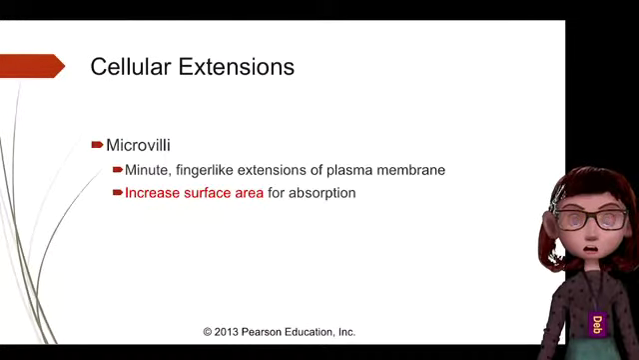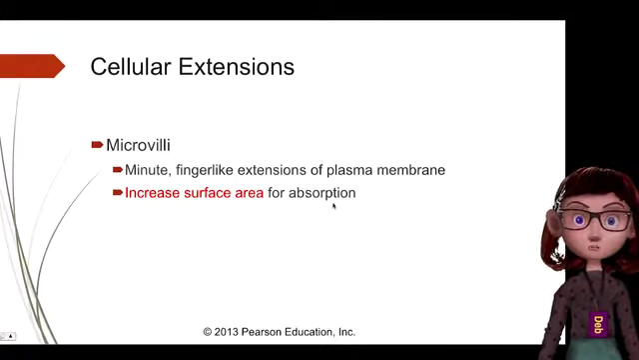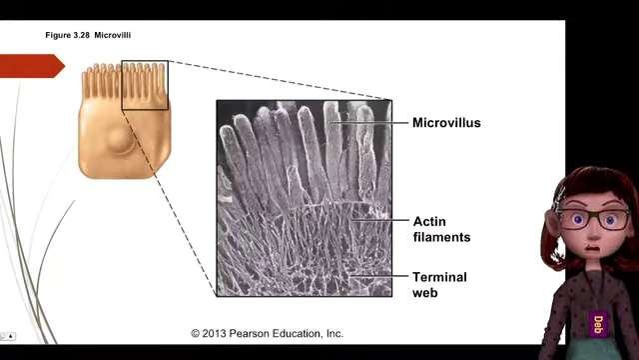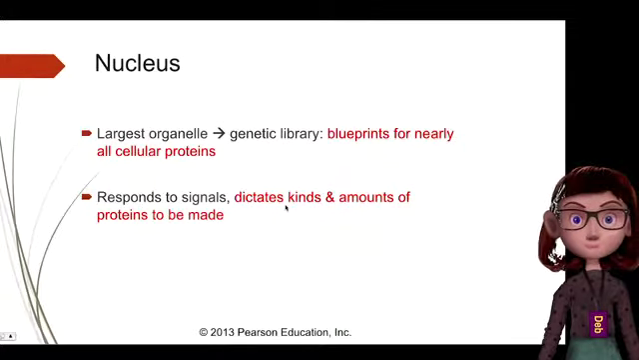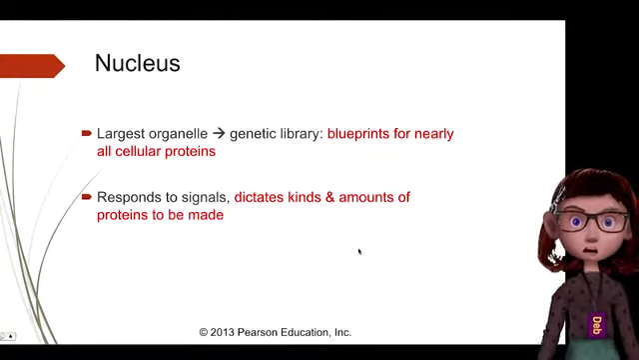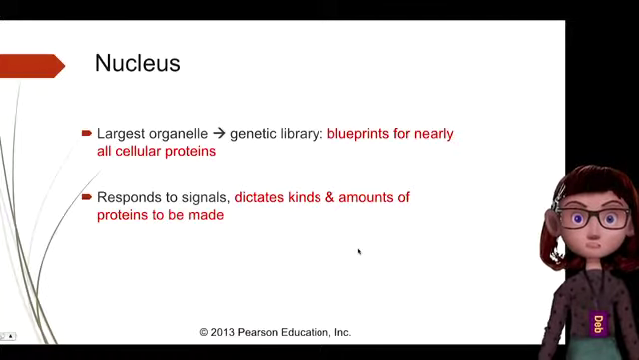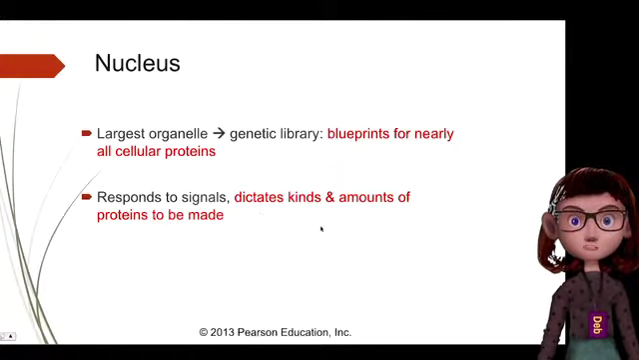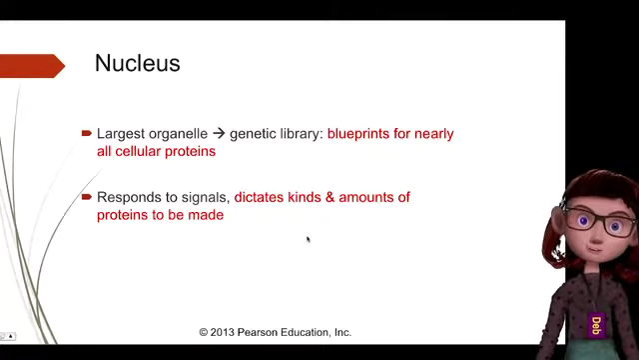Microvilli are a different type of cellular extension. These are tiny finger-like extensions of the plasma membrane, and these are found in the small intestine, and they increase the surface area for absorption. And here's an electron micrograph showing you these microvilli, and they greatly increase surface area. The nucleus is the largest organelle, and it contains your genetic library. This contains blueprints for nearly all your cellular proteins. The nucleus responds to signals, and it dictates the kinds and amounts of proteins to be made.